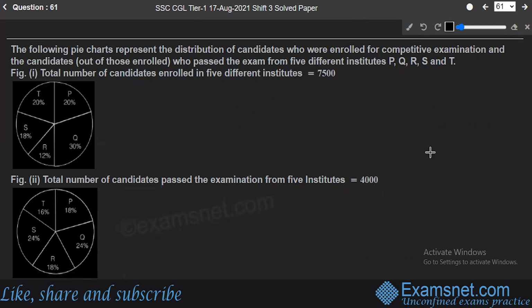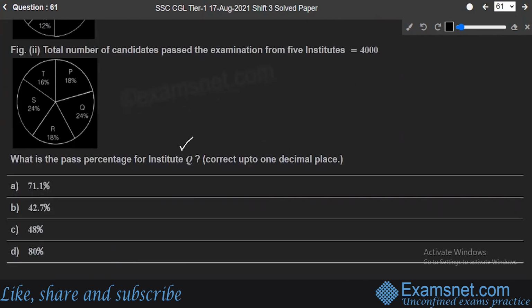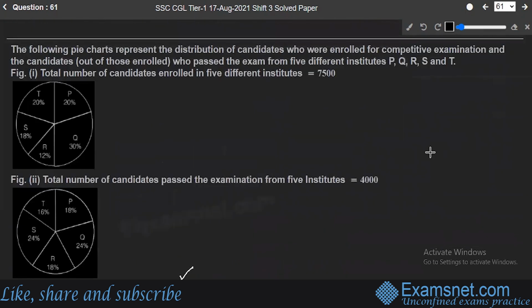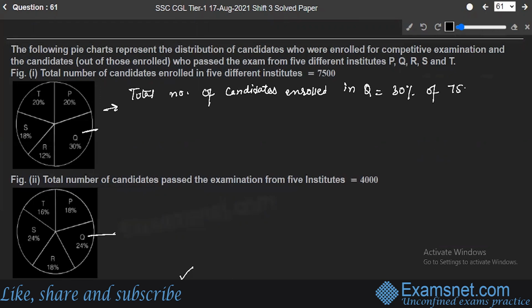What is the question now? What is the pass percentage for Institute Q? Let's go. See, first of all, this is Q. Let's look over here. This is Q. So the total number of candidates enrolled in Q in this first figure is 30%. That means it's 30% of 7,500, which is 2,250.